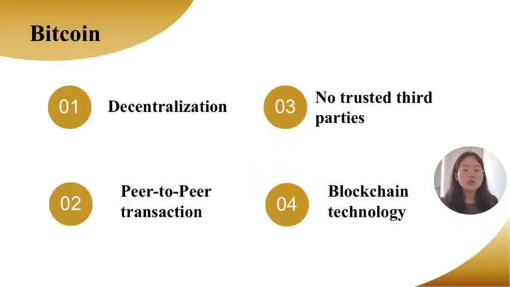Overall, Bitcoin solves most problems well by decentralization, no trusted parties, peer-to-peer, and blockchains.